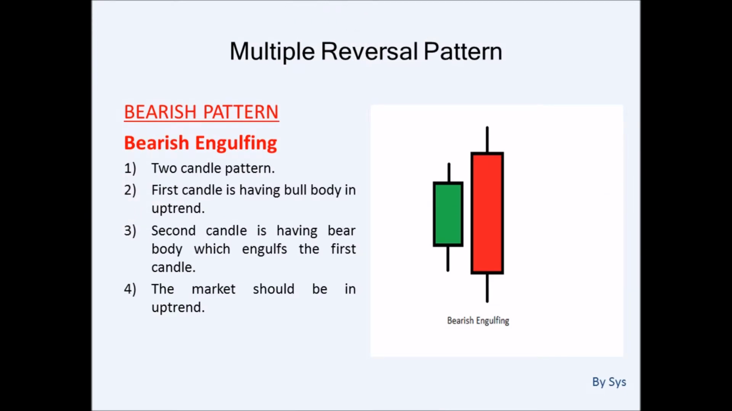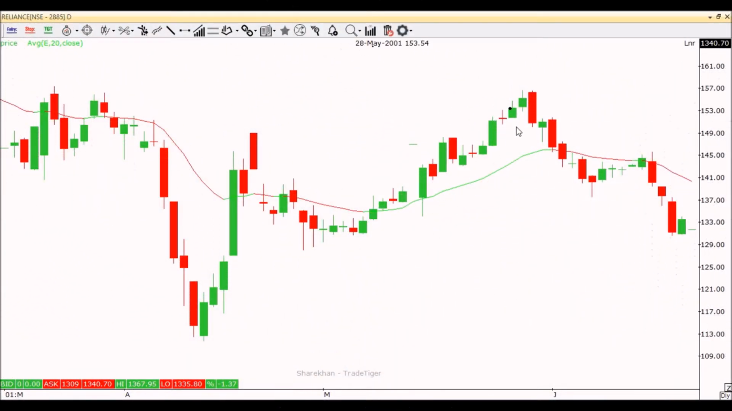Bearish engulfing is a two candle bearish reversal pattern with the first candle a bull bar and the second one a bear candle which completely engulfs the first candle. The market should be in upward movement, that is, the overall trend should be an uptrend, and the confirmation should be required.